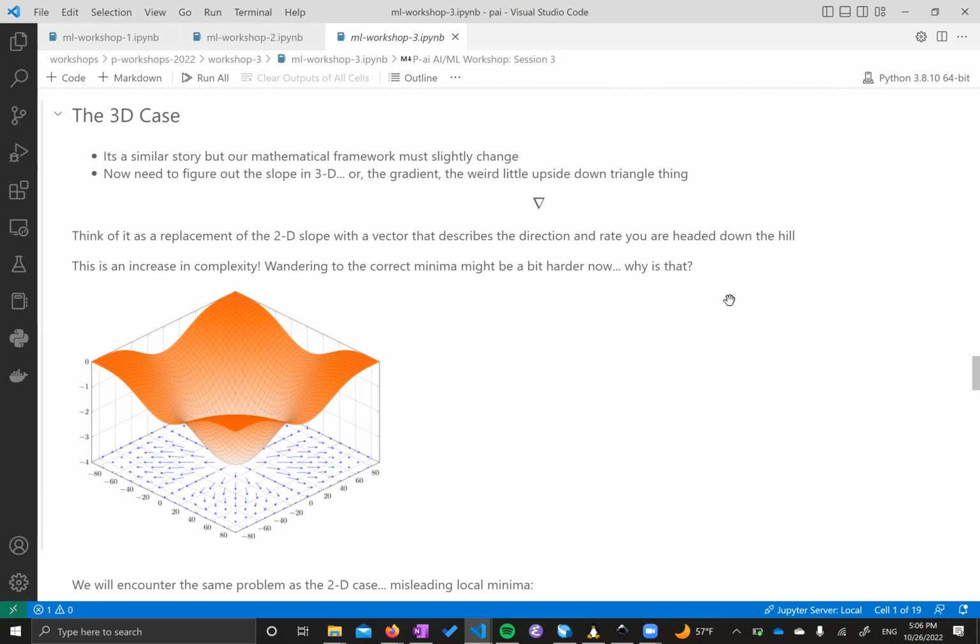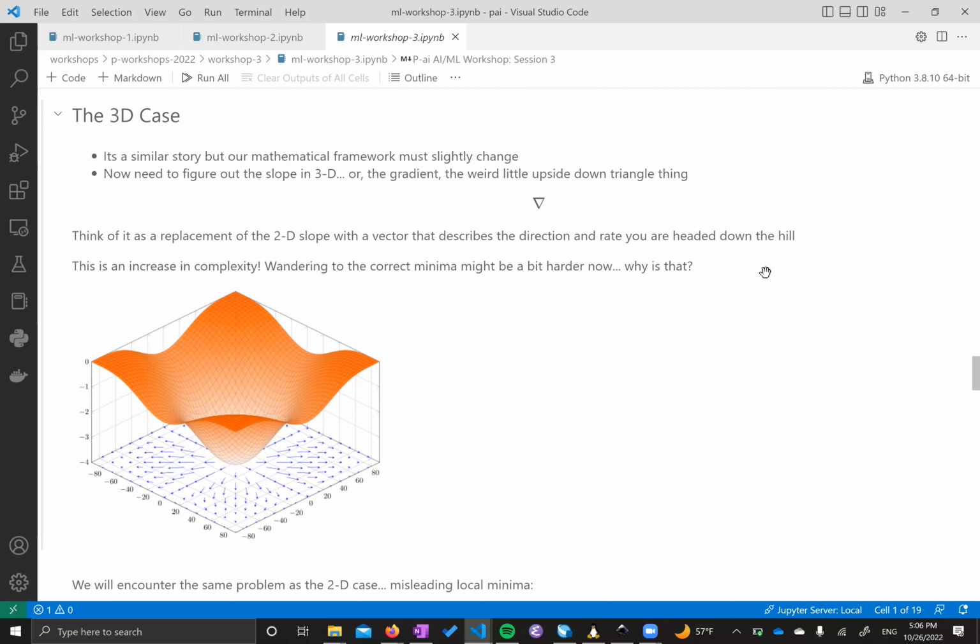It vectorizes our slope so that we can describe what's going on in 3D cases. And all the error estimation, all the error optimization in most of our cases is going to be for 3D landscapes. So that's why we use the gradient.